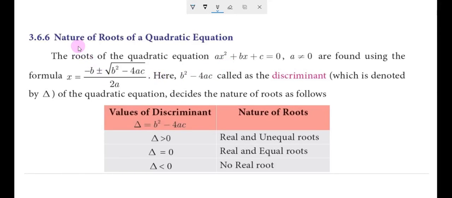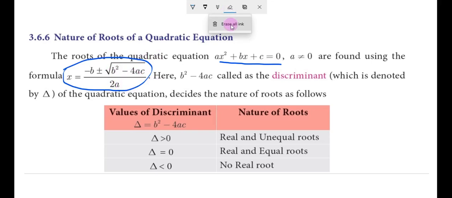Okay, look. Nature of roots of a quadratic equation. The roots of the quadratic equation ax square plus bx plus c equal to 0, this we know. This is the quadratic formula. So, formula method. In the formula method we will use this formula: minus b plus or minus root of b square minus 4ac, whole divided by 2a.